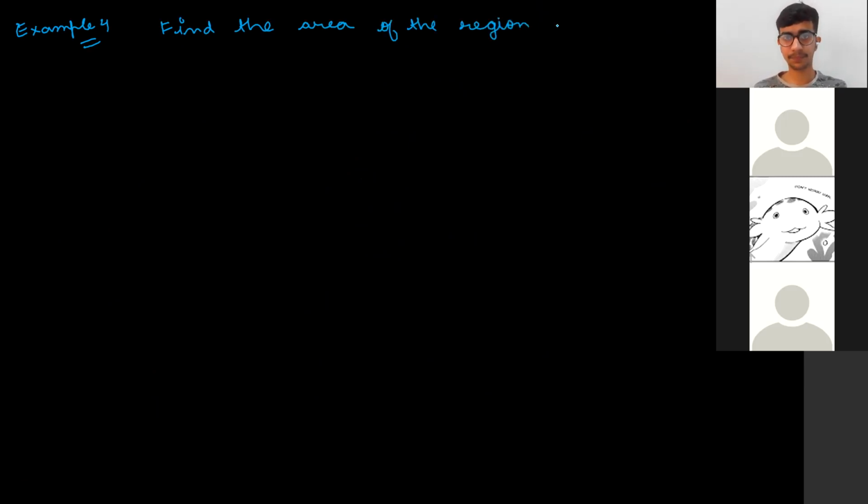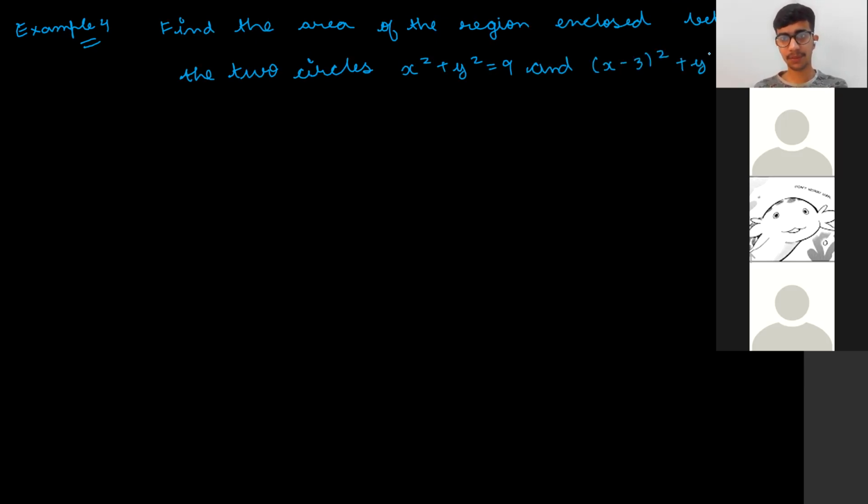Okay, the next question is: find the area of the region enclosed between the two circles x square plus y square equal to 9 and x minus 3 whole square plus y square equal to 9.